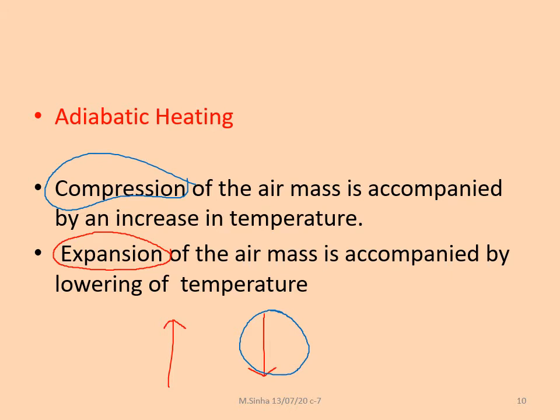Compression of the air mass is accompanied by an increase of temperature. That is, the compression and downward movement of the air, or the descending air, is responsible for adiabatic heating. Expansion of the air mass is accompanied by the lowering of temperature, that is, the ascending air current expansion and adiabatic cooling are accompanied by the lowering of the temperature.